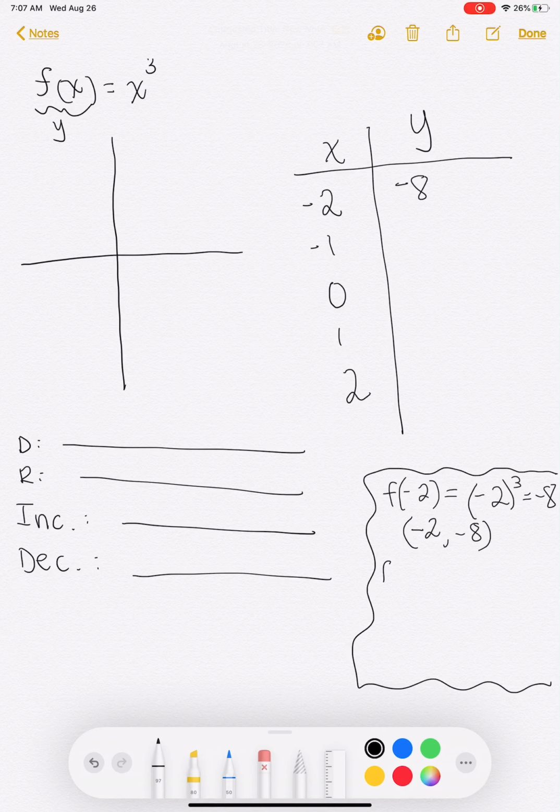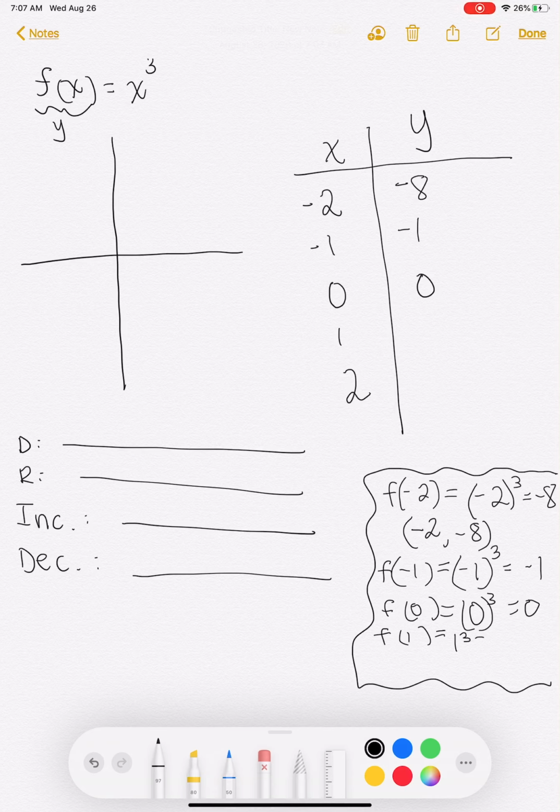Now if we plug in -1, -1 multiplied by itself 3 times is -1. So when we plugged in -1 for x, we got -1 for y. If we plug in 0, 0 times 0 times 0 is just 0. If we plug in 1, 1 cubed is just 1. And if we plug in 2, 2 cubed is just 8. Okay, so now we have a good list of points.